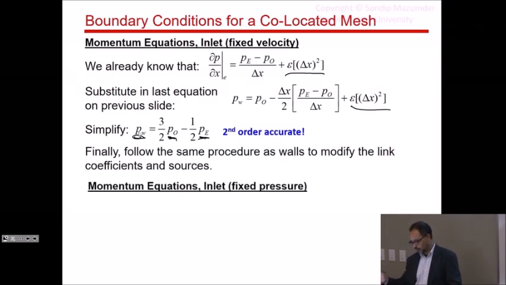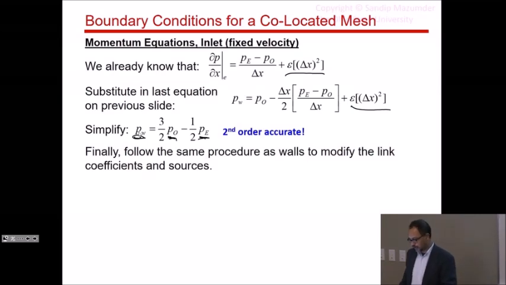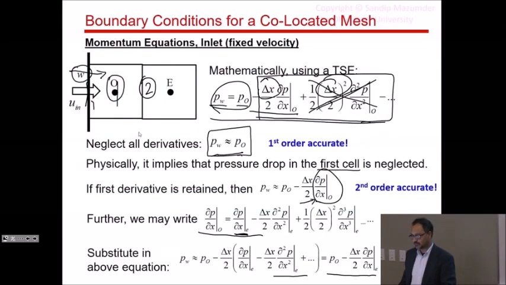Okay, so the modification to the link coefficients and sources follow the same procedure, so I'm not going over that again. Again, I encourage you to go over these things on your own for your own understanding and practice. Okay. Now, sometimes what can happen is at your inlet. One thing I should also mention is here we are saying, for example, U in velocity is given. Sometimes at the inlet mass flow rate may be given.